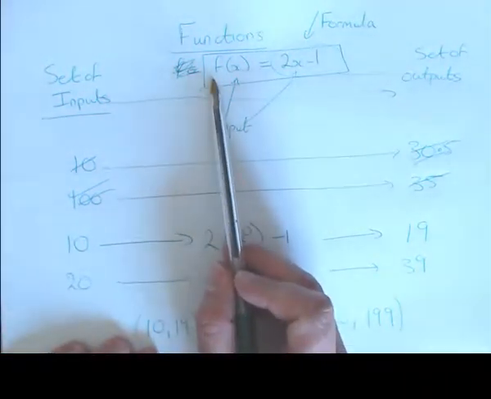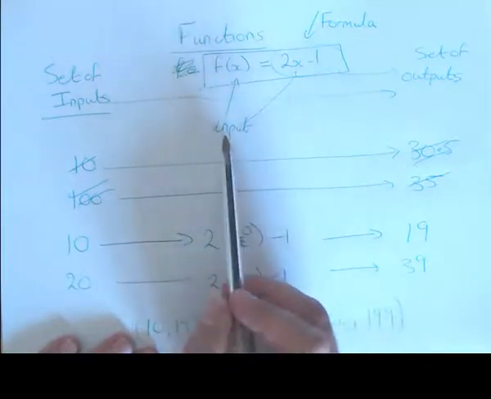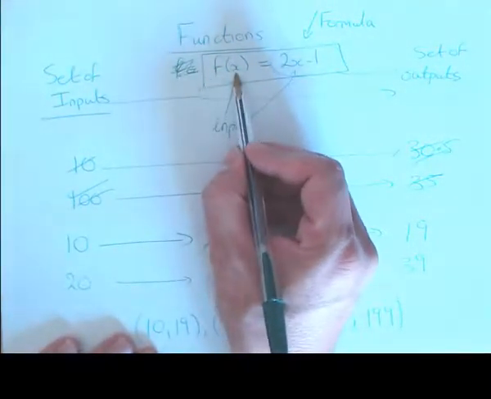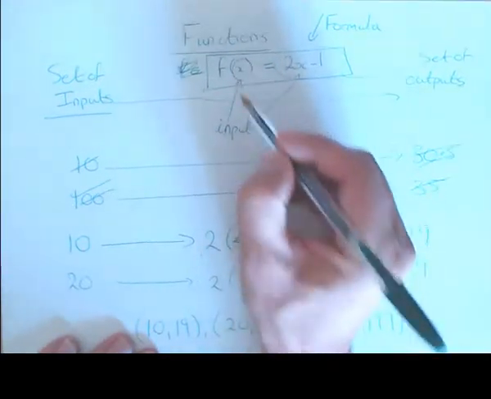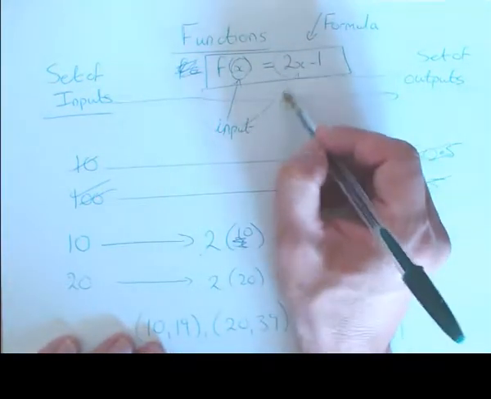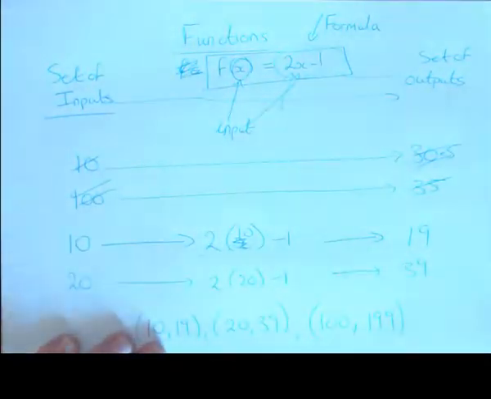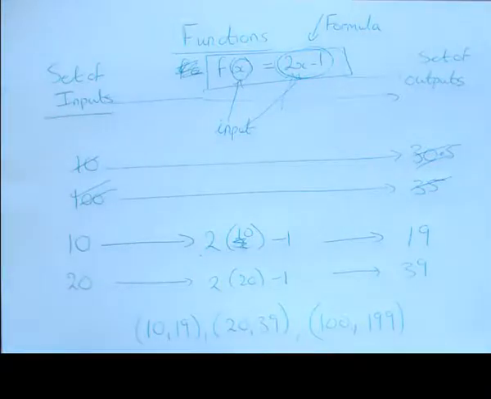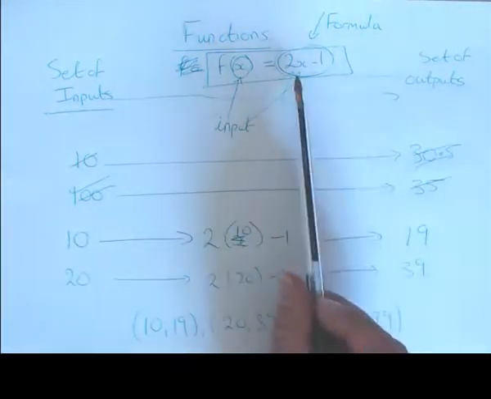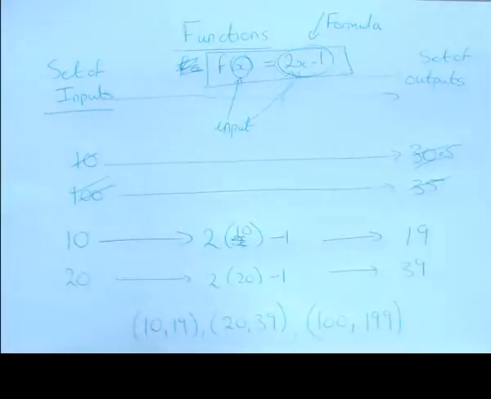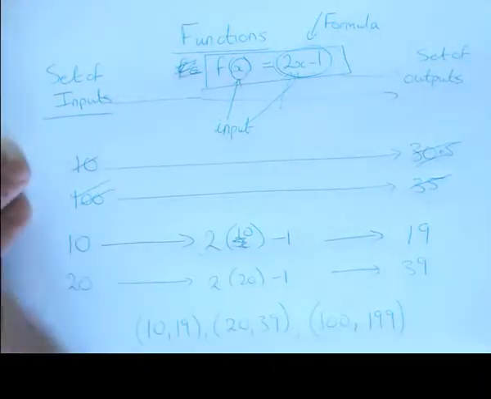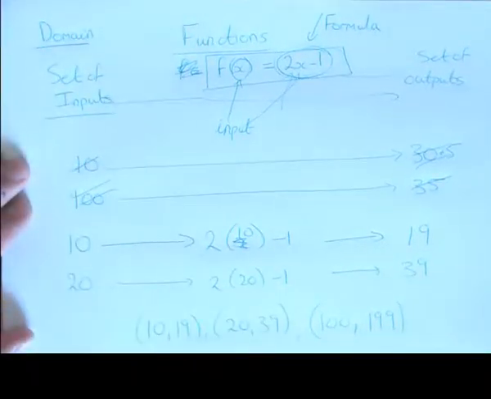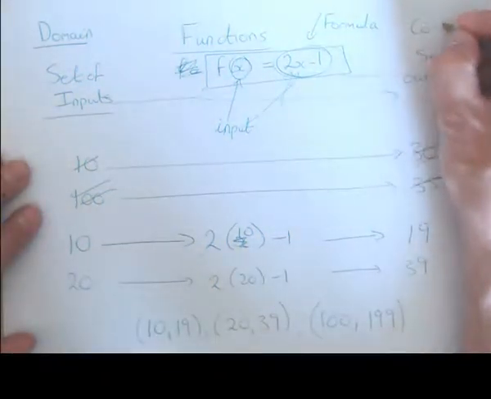We describe a function by saying the function acts on some input, f of x. F, the function, acts on some input, which is this value here. And what it does to the input is it multiplies it by 2 and takes away 1. So this is our formula, which we discussed before. So we have a set of inputs and a formula which brings us to a set of outputs. We have a couple of special words. The set of inputs is called our domain. The set of outputs is called our codomain.